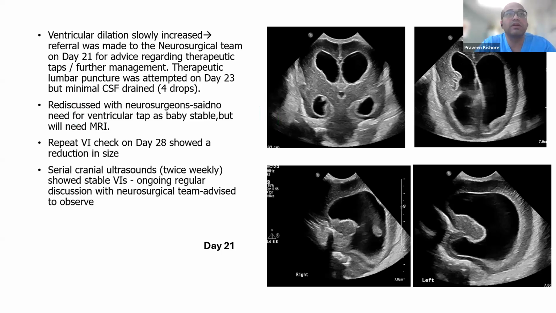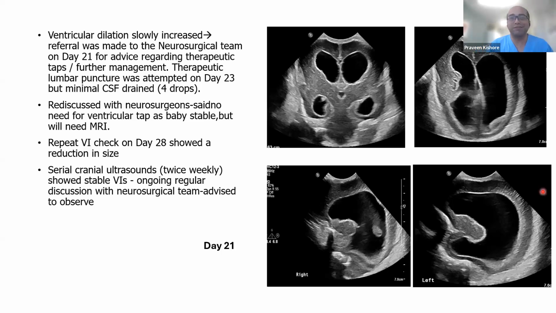We talked to them about whether we should try a ventricular tap. I will talk to you today about why ventricular taps are a problem. They said the baby is stable, so there's no need, don't do a ventricular tap, but do an MRI.